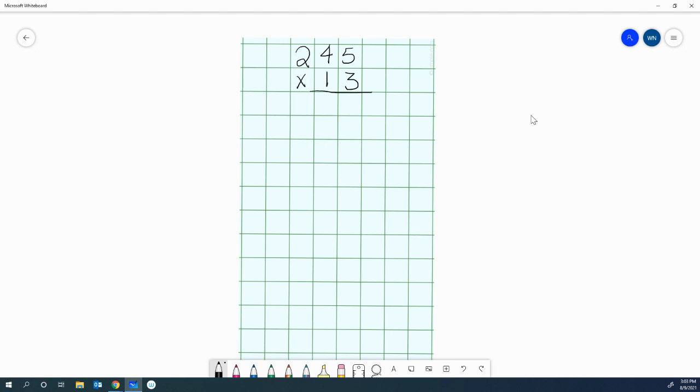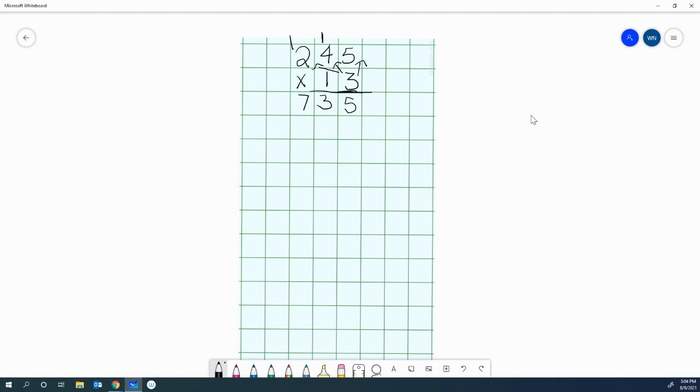Remember, when you start multiplying, we start with the number in the ones place on the bottom, and we multiply straight up. 3 times 5 is 15. 5 goes there, bring up the 1. Then we multiply across. 3 times 4 is 12, plus 1 is 13. Remember to pause the video if I'm going too fast. Then we multiply way across. 3 times 2 is 6, plus 1 is 7.